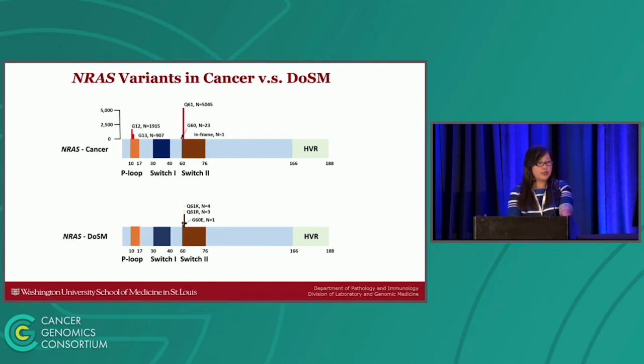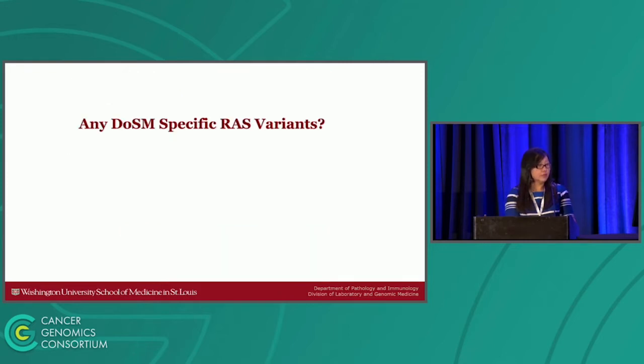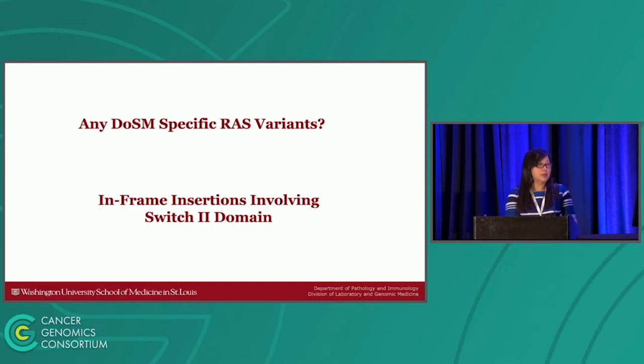And in our study, we didn't observe any in-frame insertions in the internal somatic mosaicism cohort, probably due to the low sample volume, as we only have 8 cases with positive NRAS findings. So to answer the question we asked before, are there any disorders of somatic mosaicism specific RAS variants? Based on our study, in-frame insertions are enriched and much more commonly observed in somatic mosaicism conditions rather than in cancer.